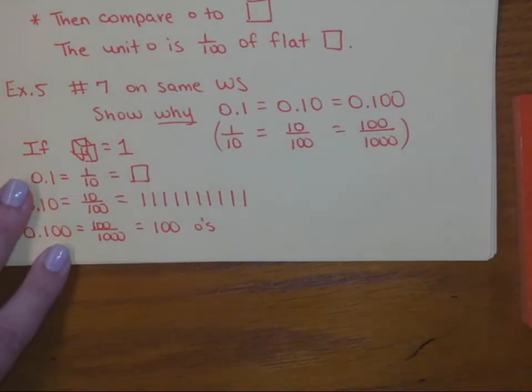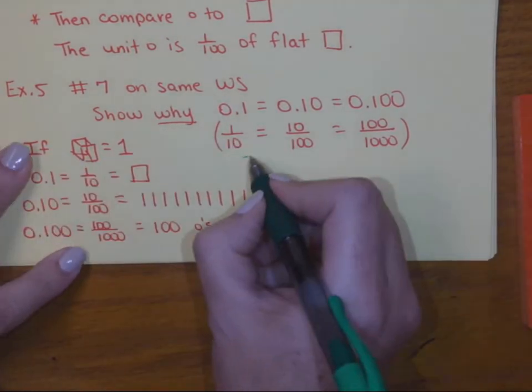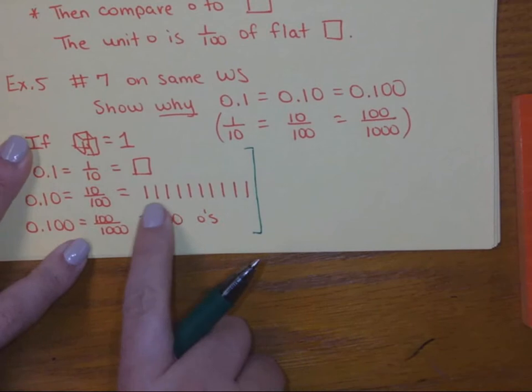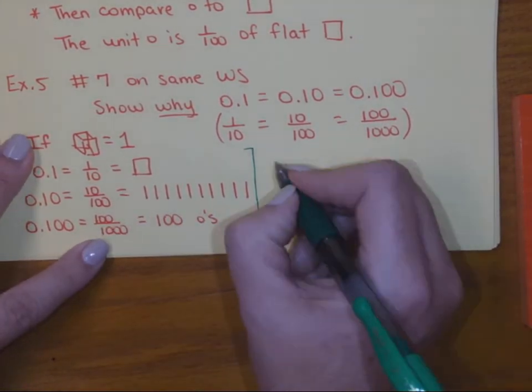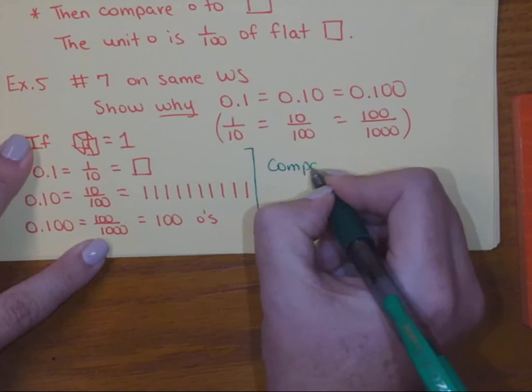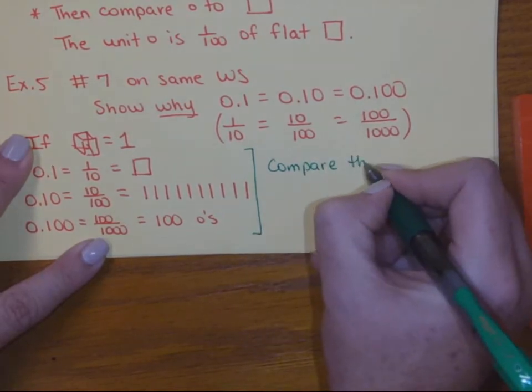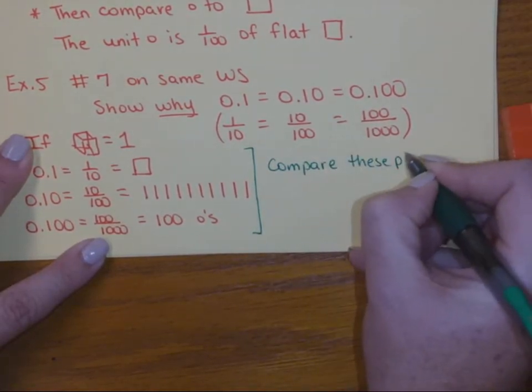So notice, we're supposed to be comparing these, right? Aren't these equivalent? Like if you were to stack up 10 strips of longs, won't that equal 1 flat? Okay, so you can physically do this probably a little better than I can show it, but you're going to compare these pictures.